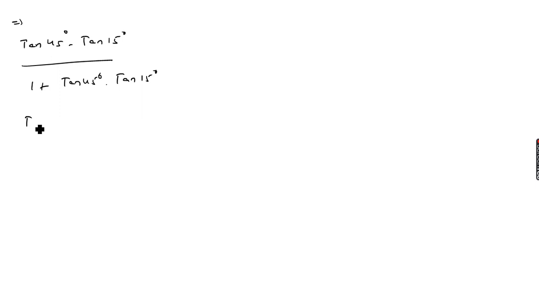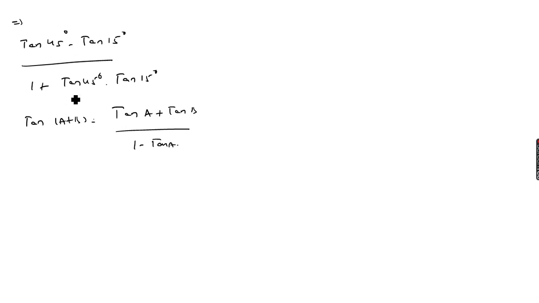We write it as tan A minus B, that is tan 45 minus tan 15 degrees by 1 plus tan 45 degrees into tan 15 degrees. So this is nothing but the tan A plus B formula. So what is the tan A plus B? Tan A plus tan B by 1 minus tan A tan B.